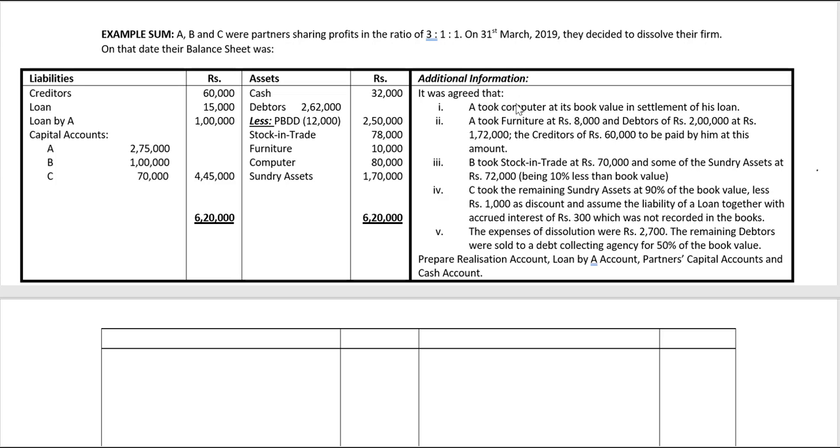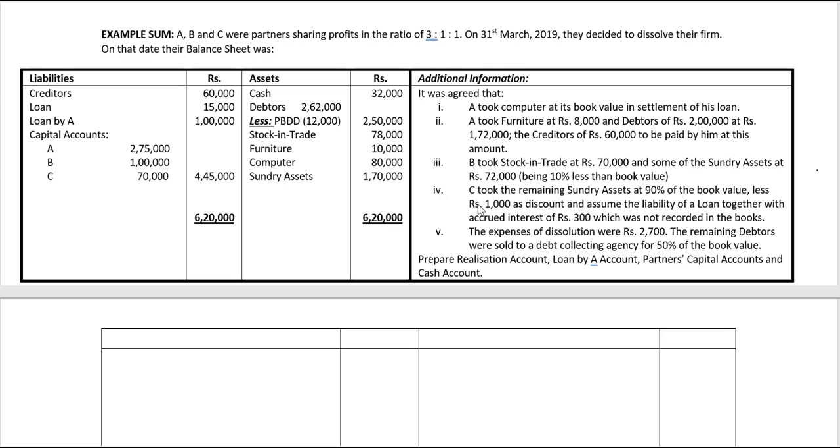It was agreed that first point, A took computer at its book value in settlement of his loan. Second point, A took furniture at rupees 8,000 and debtors of rupees 2 lakh at rupees 1,72,000. The creditors of rupees 60,000 to be paid by him at this figure. Third point, B took stock in trade at rupees 70,000 and some of the sundry assets at rupees 72,000, being 10% less than book value.